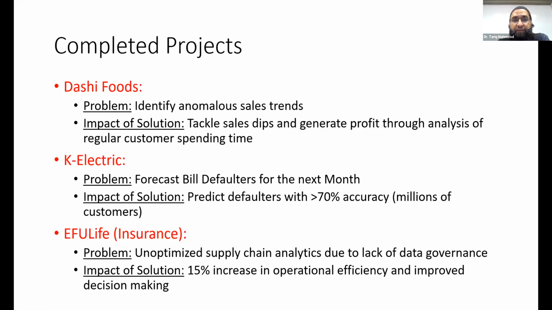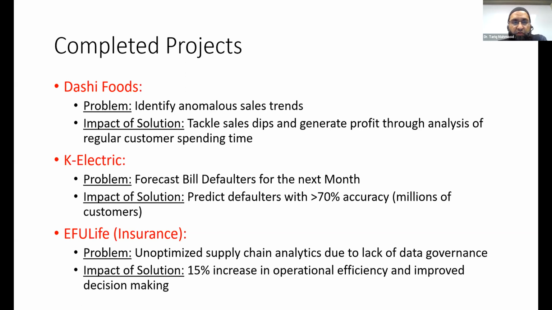Some very brief examples. We have these 3 companies here in Pakistan. One is Dashi Foods, which is a spice supply chain. Their problem was to identify anomalous sales trends in their sales data. We tackled that in the business intelligence course. We discovered those dips in the sales, and we discovered the reasons for those dips. And the company was also able to generate profit through analysis of the regular customer behavior. The students were working on this discovery of this behavior. So that's one example that we did.